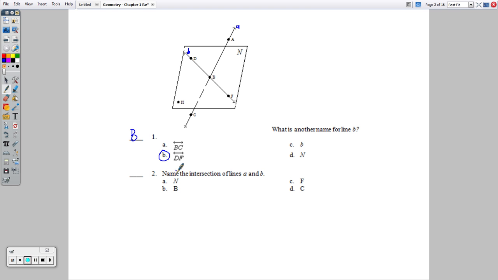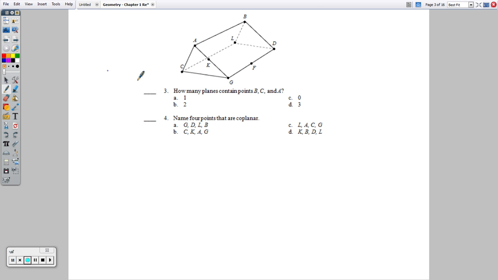Number 2, name the intersection of lines A and B. Well, where did those lines cross? Here's A, here's B. They're crossing right here at this particular point, which is point B. So that one is also B. Moving on to number 3.